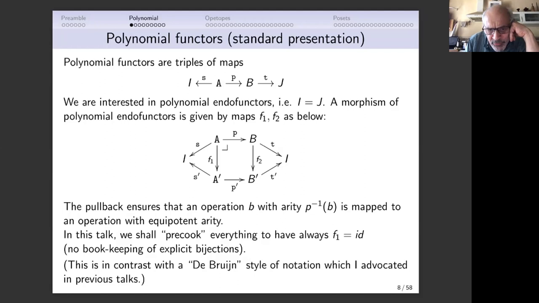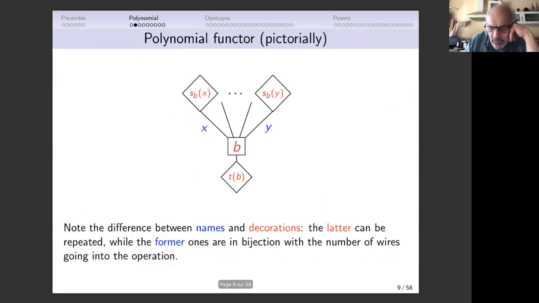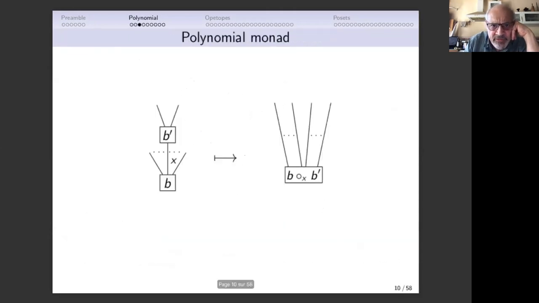And this is in contrast with one of the approaches I developed in my joint work with Otan and Mimram, where we had a more De Bruijn style of notation, where this bookkeeping actually became quite involved. But for implementation purposes, it can be important and interesting. Okay, so that's what polynomial functors are about.